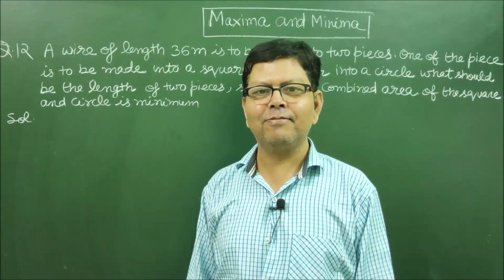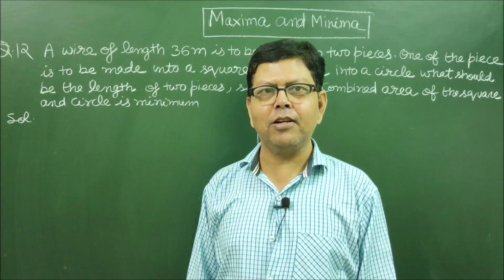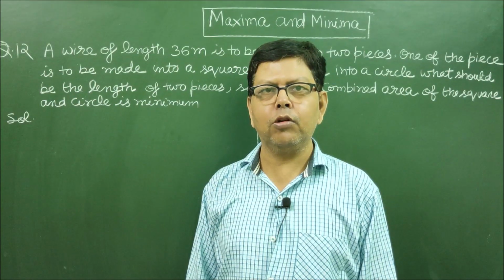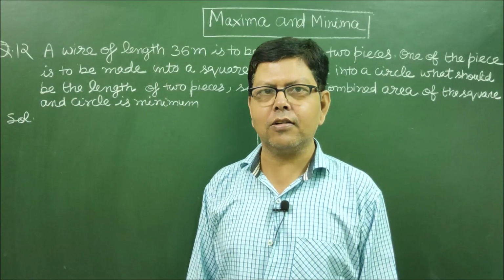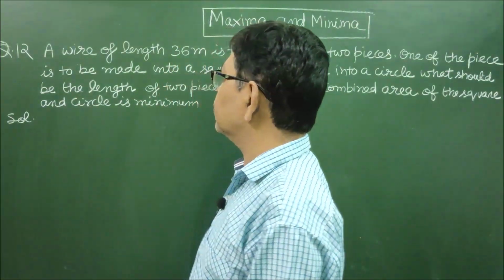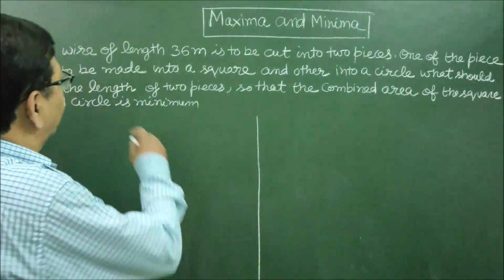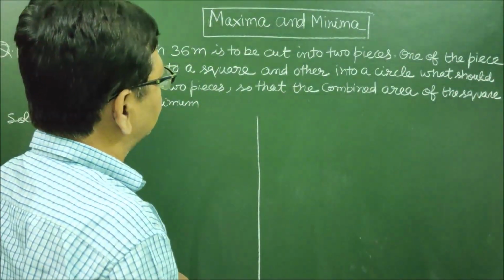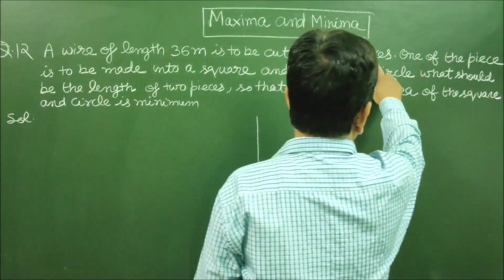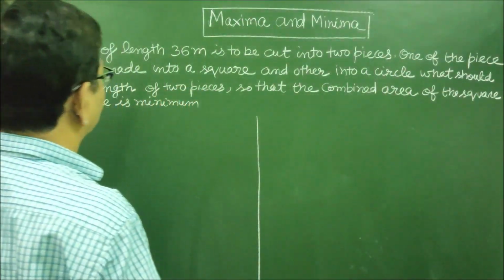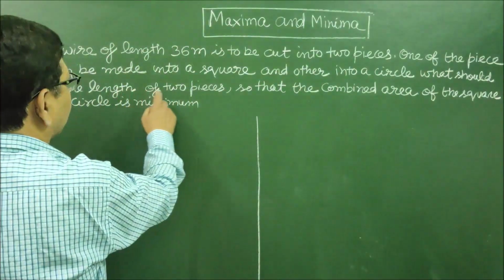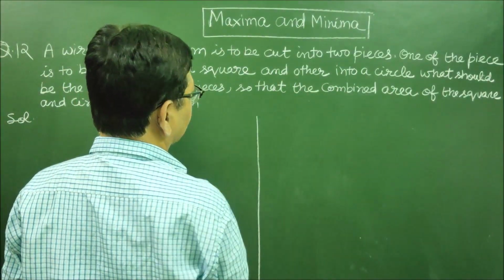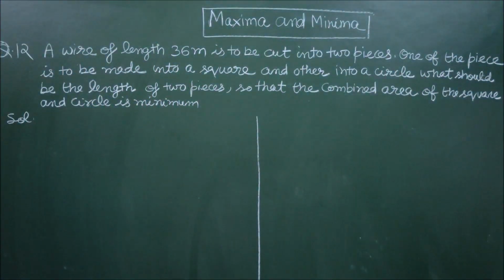Hello guys, in this session I will discuss some more problems of maxima and minima. So let us start with question number 12. A wire of length 36 meters is to be cut into two pieces. One of the pieces is to be made into a square and the other into a circle. What should be the length of the two pieces so that the combined area of the square and circle is minimum?